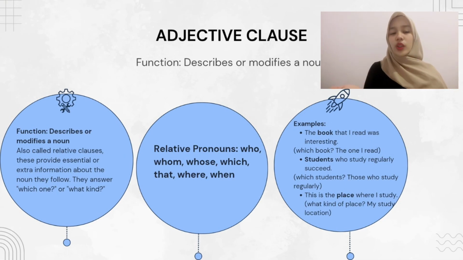Which book? The one I read. Okay, and the next is students who study regularly succeed. Which students? Those who study regularly. And the last example is this is the place where I study. So what kind of place? It means my study location.